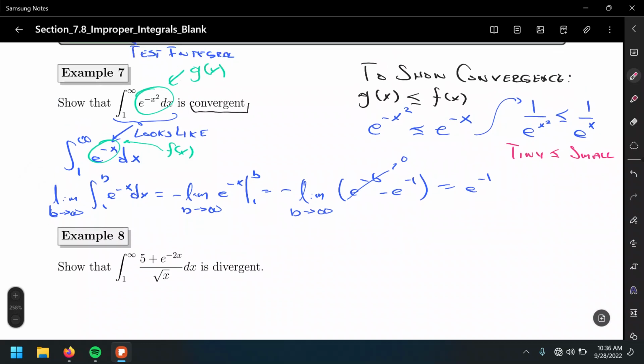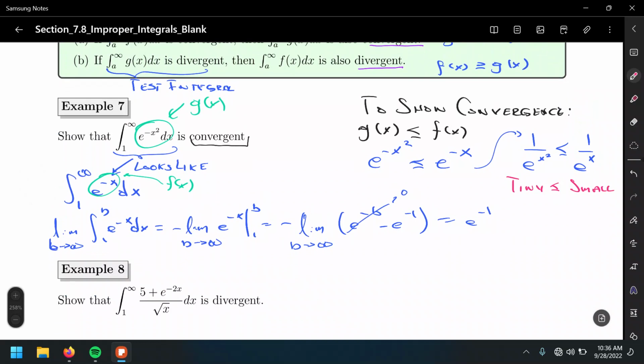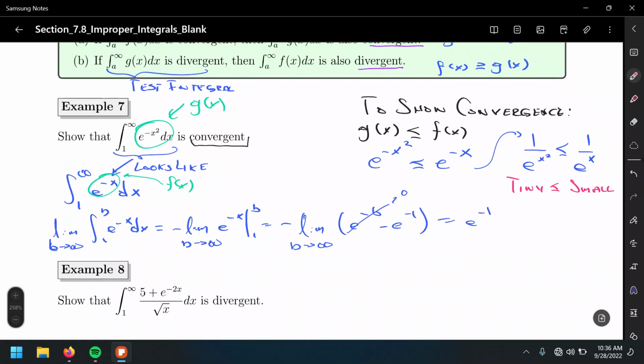So for example A, now they're asking us to show that the integral from 1 to infinity of 5 plus e to the negative 2x over the square root of x is divergent. So now they're asking us to show otherwise. And in this case, we need to be very careful. So our test integral is going to be our g of x, not our f of x.